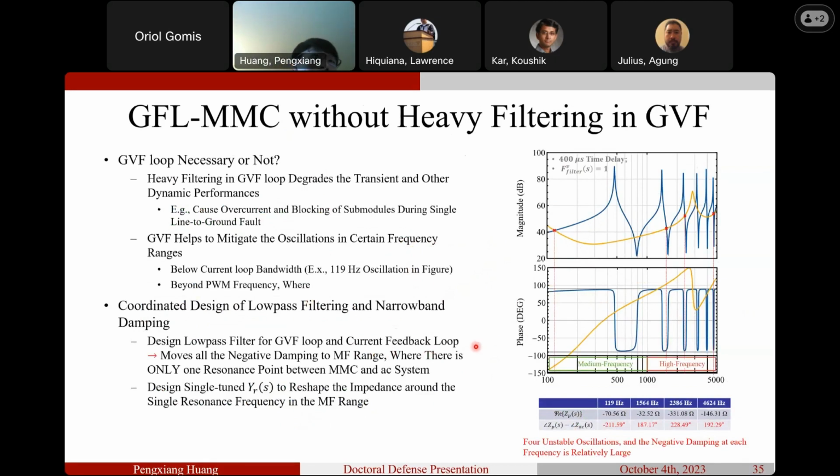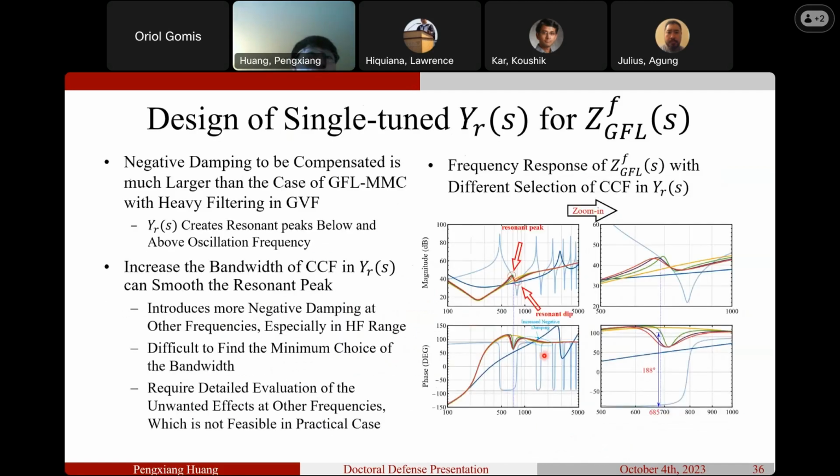So in the past few months, I was trying to focus on how to solve that, and I proposed an idea to use hybrid low-pass filtering and narrowband damping, but you have to introduce low-pass filtering in both the grid voltage feed-forward loop and the current feedback loop. And the purpose of this is to put all the negative damping, see here, into the low frequency, the medium frequency range. And then you use narrowband damping to reshape that. But the problem comes in, which is that you put all the negative damping from the high frequency to the low frequency range.